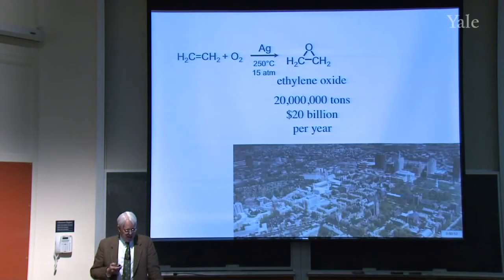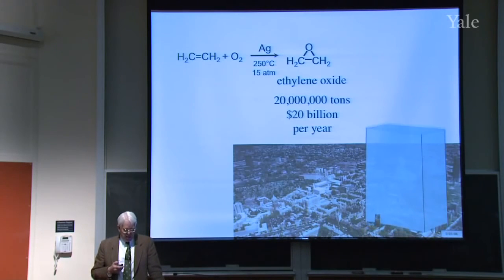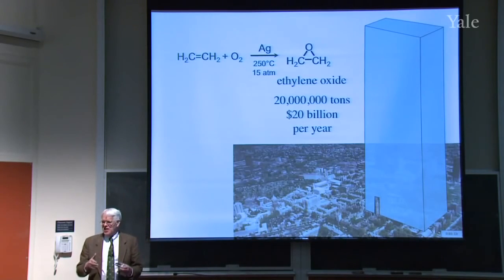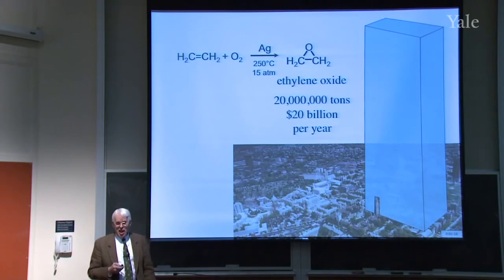oxide. Just to give you an idea, here's an aerial view of New Haven. And down here is where most of you live on the old campus, right? So if you had a bucket that would hold that much ethylene oxide as a liquid, it's a gas, but if you condensed it to be a liquid, that's how big the bucket would be. It would be, I think, 15 times as high as Harkness Tower and covering the entire old campus, right? So that's a lot of material.